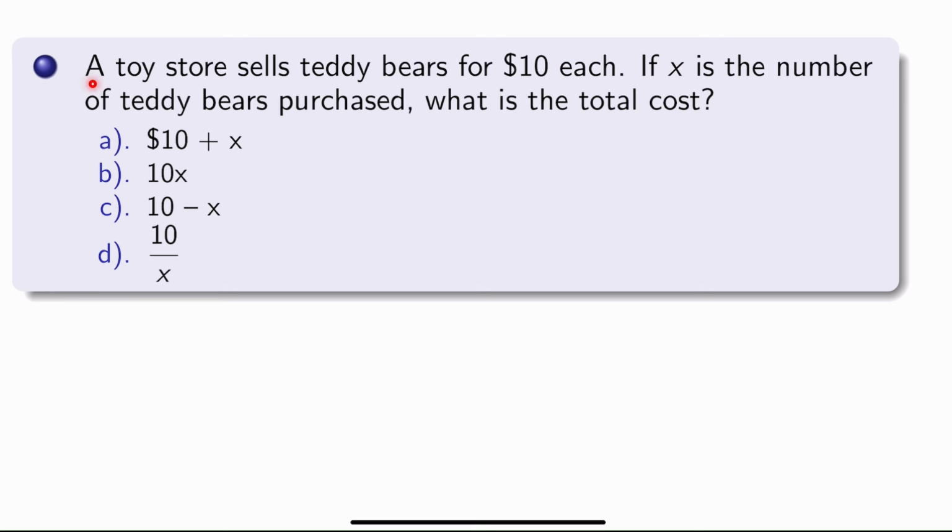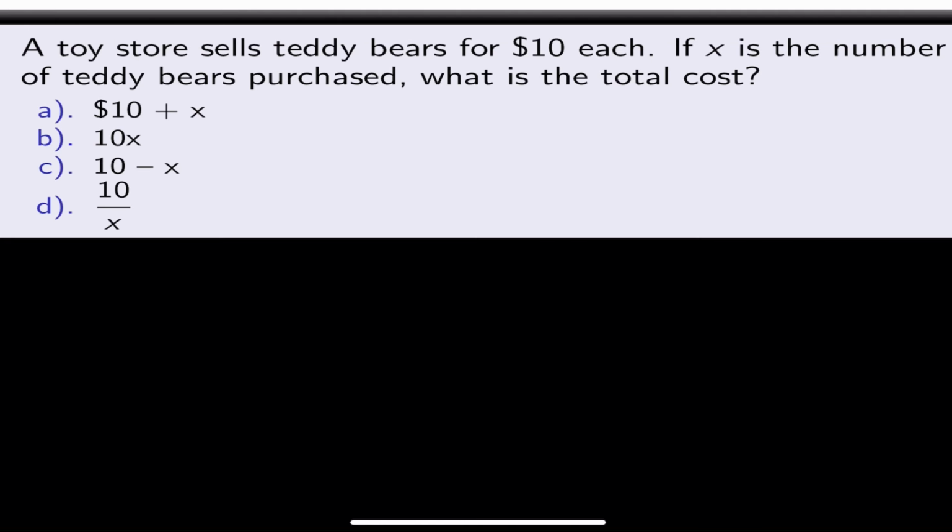So our next question, we have a toy store sells teddy bears for $10 each. If x is the number of teddy bears purchased, what is the total cost? So here we have one bear will be equal to $10. And you are being told that x number of bears is purchased. So we are going to have x times the price of each bear. So that's going to be $10x, right? So the correct option will be option B.